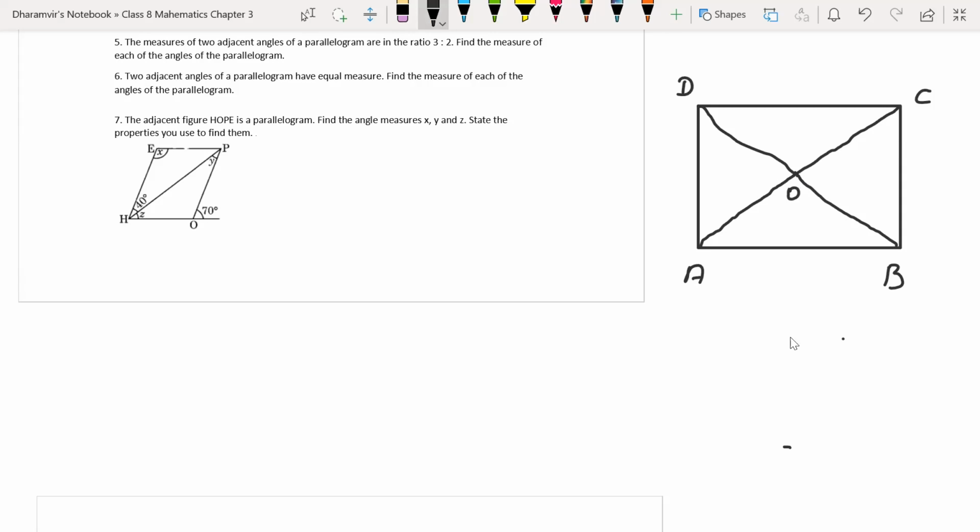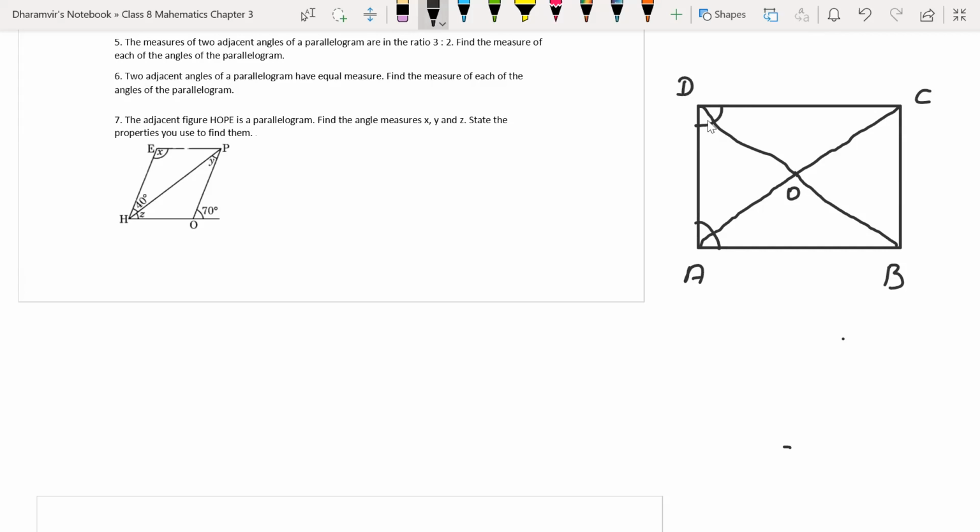This is the parallelogram. So adjacent angles of a parallelogram means A and D are of equal measure, D and C are of equal measure, C and B are of equal measure, A and B are of equal measure, but D is opposite to B, and A is opposite to C. So we have to find out the measures of each of the angles of a parallelogram. In this parallelogram, A and D are supplementary according to the property of the parallelogram.